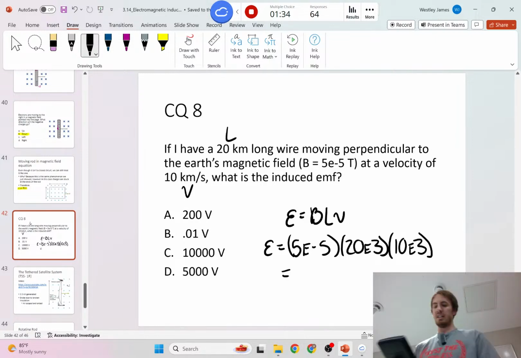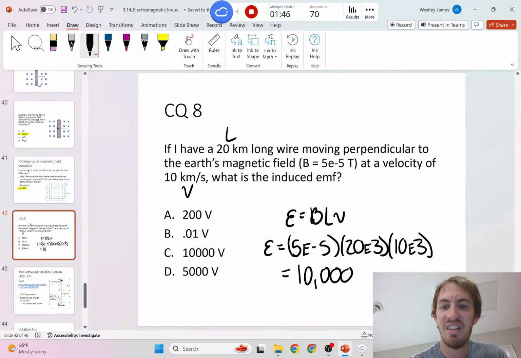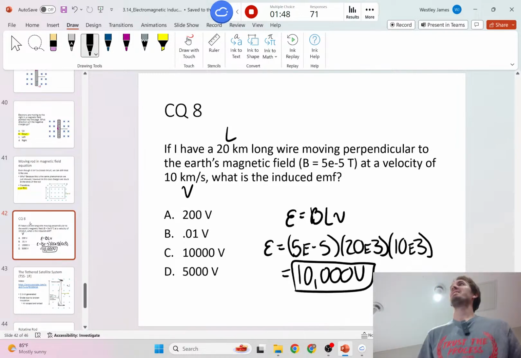You plug all that in and you get 10,000 volts. Wild. I mean, that's a crazy long wire. That's the challenge here. And they legitimately did this and tested it, because it's like free electricity. You don't have to do anything to keep this wire going.